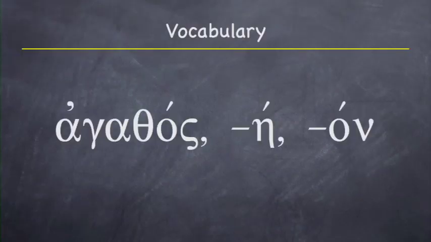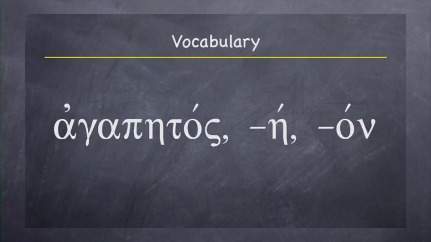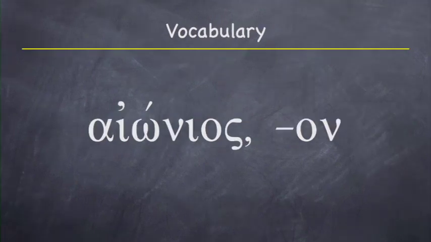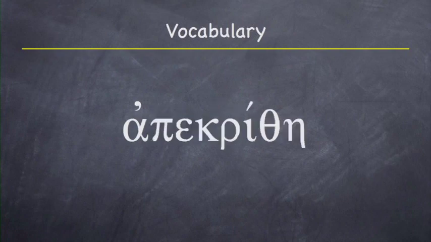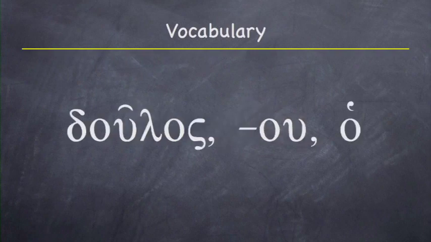Agathos, agathe, agathon. Good, useful. Agapetos, agapete, agapeton. Beloved. Aionios, aionion. Eternal. Allelon, one another. Apekrithe, he, she, it answered. Doulos, doulou, ho. Slave, servant.